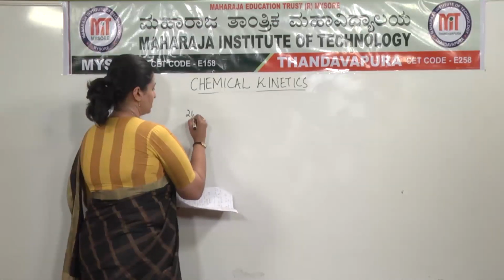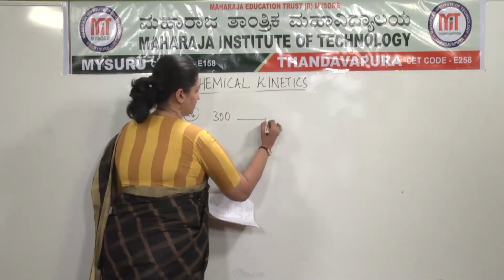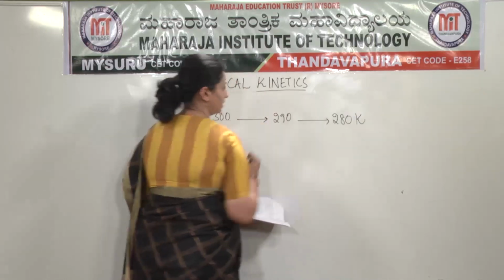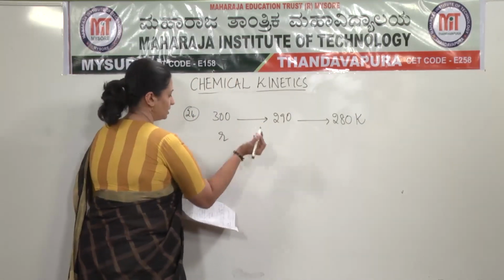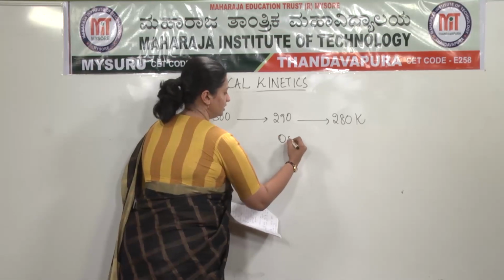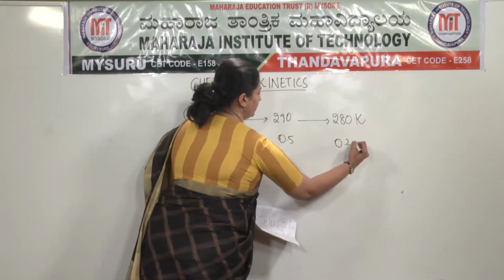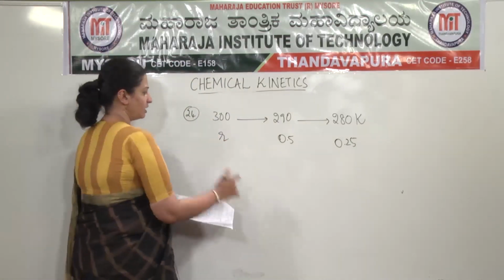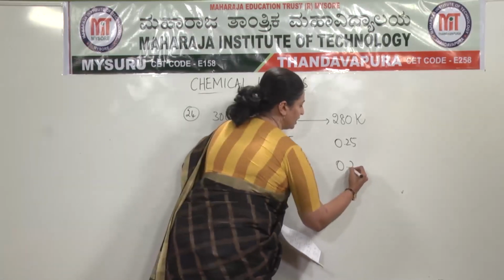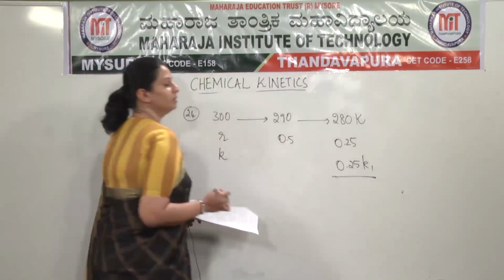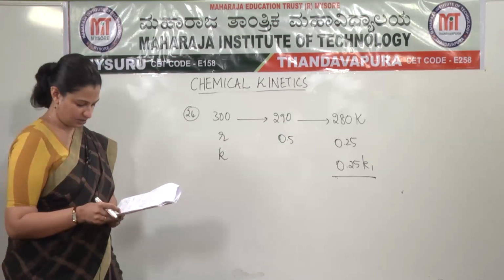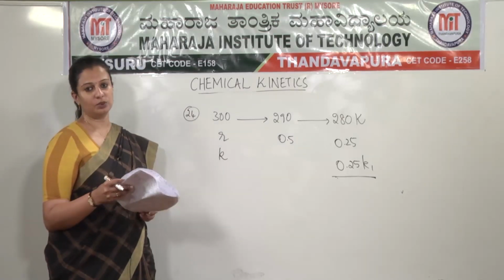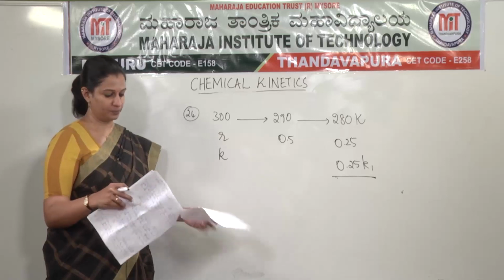So in question number 24, it was 300, it became 290, and from 290 it became 280 Kelvin, correct? So let us say this was the initial rate. At 290 it will be half of it, so 0.5, and then it will now be 0.25. Rate constant is just an indication of the rate of a reaction. So if the initial rate constant is K1, then now you will have 0.25 K1. So this is your answer, option C: the rate constant now, K2, is equal to 0.25 K1. Question number 24.